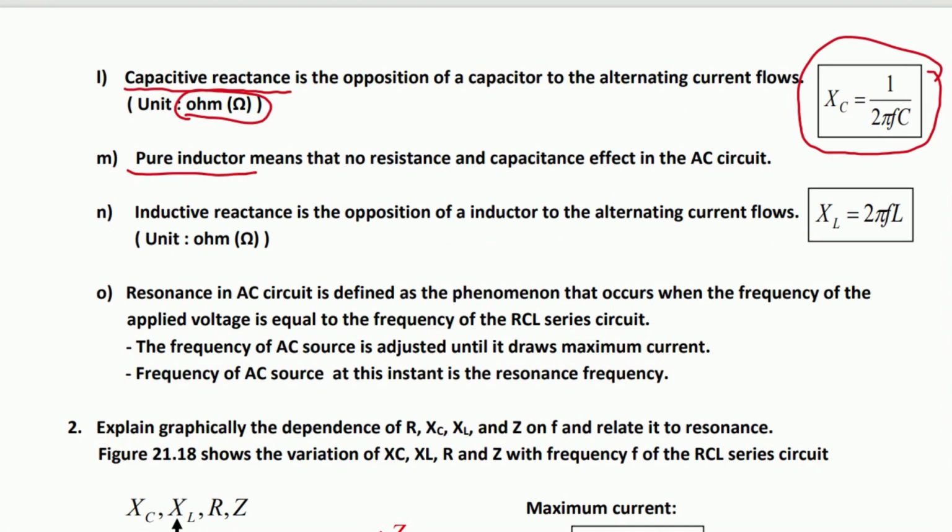Okay, then we have inductive reactance. Inductive reactance is the opposition of the inductor to the alternating current flow. So the unit for inductive reactance is ohm also. The equation is XL equal to 2 pi fL. XL is the inductive reactance. XC is the capacitive reactance.